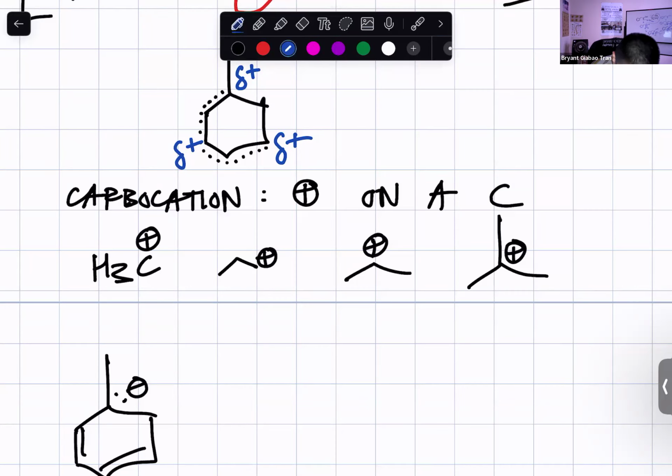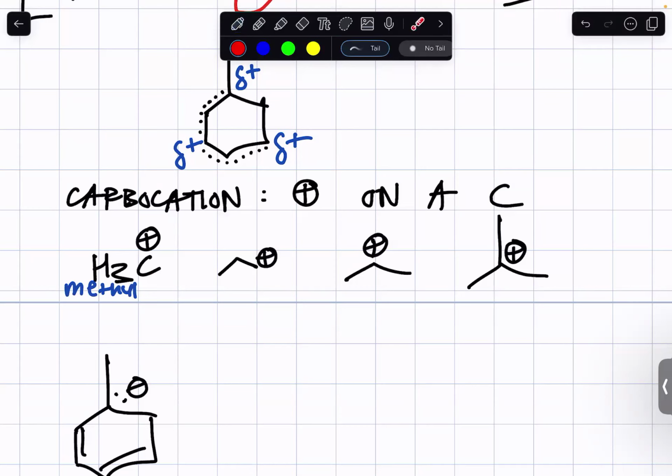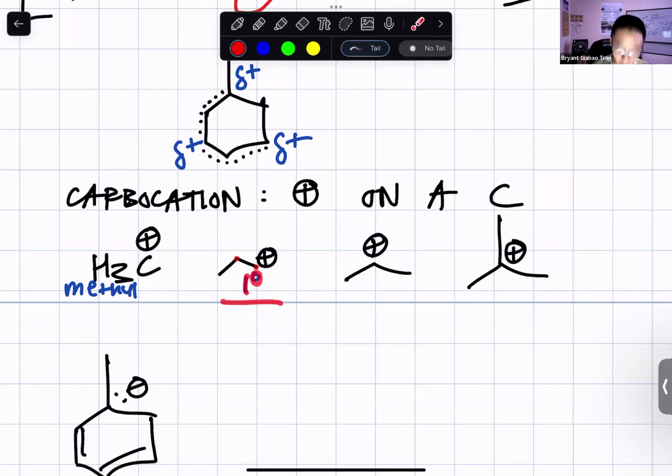So this is what we call a methyl carbocation because the carbon with the positive charge is not attached to any other carbon. This is what we call a primary carbocation, which we indicate by this 1 with a degree symbol. That's a primary carbocation because the carbon with the positive charge is attached to one other carbon, like that. This is what we call a secondary carbocation. This is what we call a tertiary carbocation.